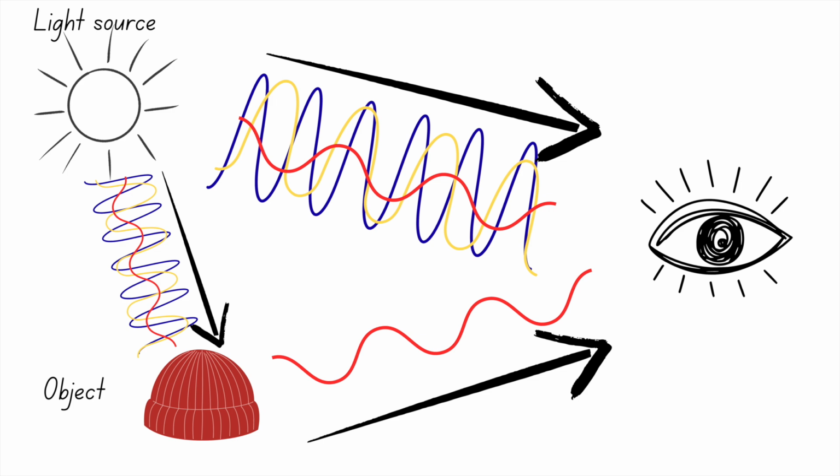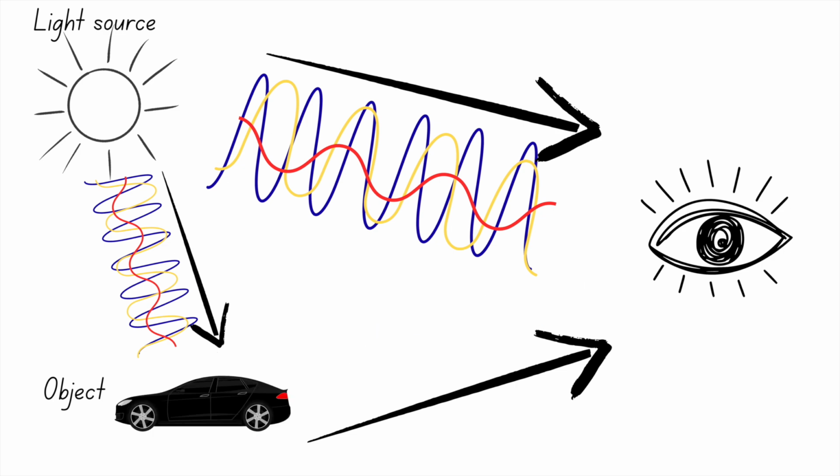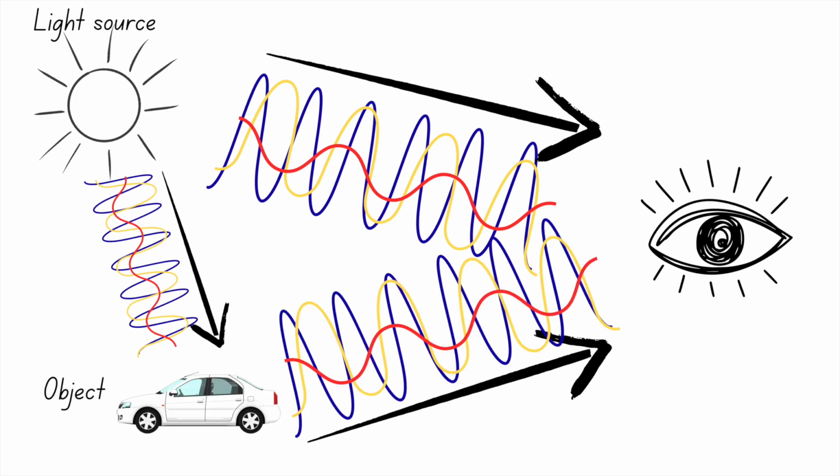The colors that are absorbed don't just disappear, they're transformed into heat. That's why dark-colored objects, like a black t-shirt or a black car, get hotter in the sun. They absorb more light and more energy, which becomes heat. Meanwhile, a white object reflects almost all the wavelengths and stays cooler.